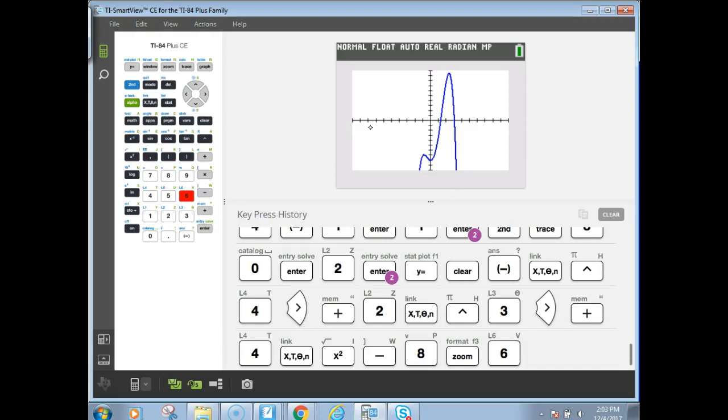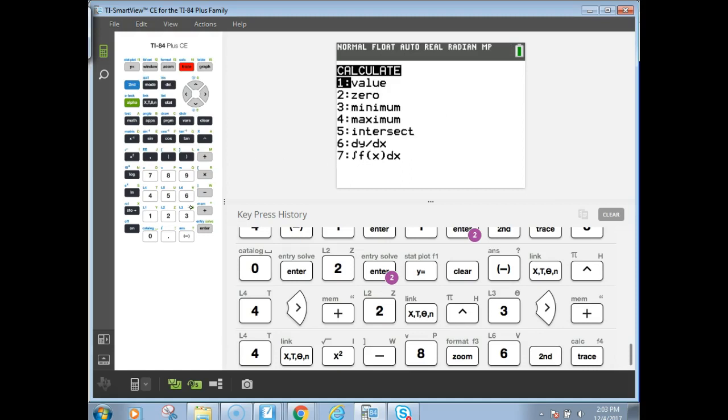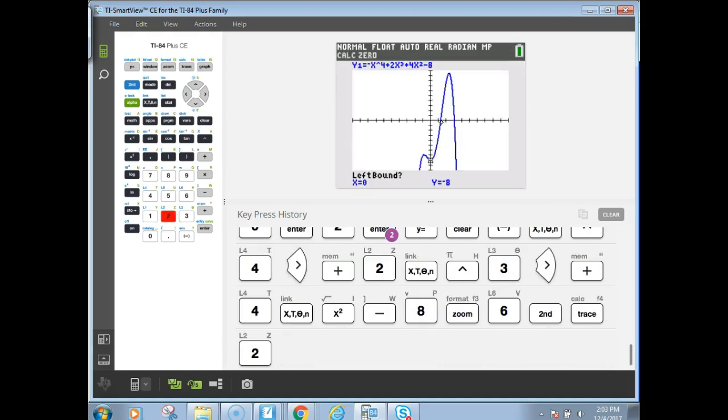I'm going to find the zeros. So we go second, trace. We're trying to calculate a zero, choice 2. And then I see the first zero right here is between 1 and 2, so I'm going to hit 1, enter, 2, enter, and then enter again, and it'll give me that first zero. It's at 1.27. You guys can write it down in your paper a lot easier than I can keep flopping back and forth, so I'm going to find them both.